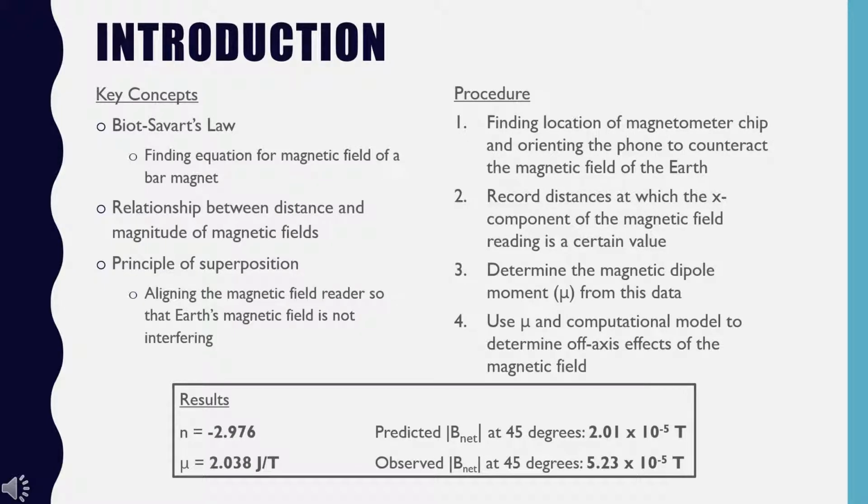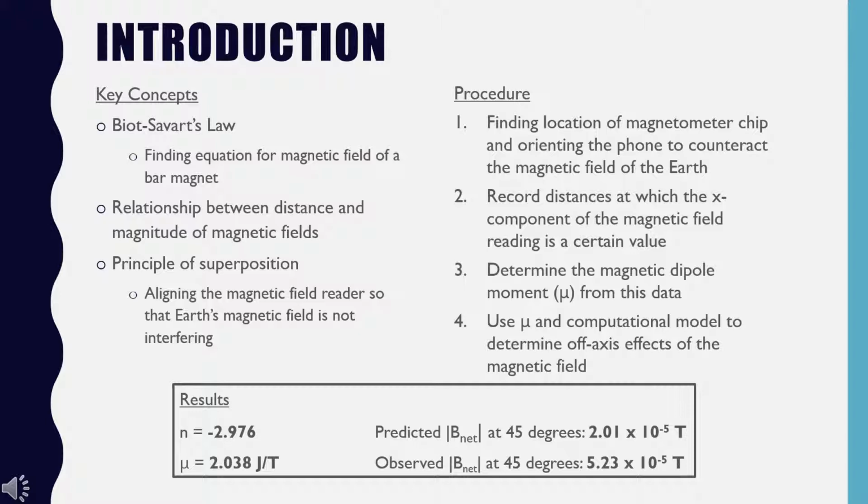This lab mainly focused on the magnetic fields of bar magnets and how distance and observation location affect the magnitudes and directions of the magnetic field at that point. Some important concepts from this lab include the Biot-Savart law, because this is used to derive the formula for finding the magnetic field of a bar magnet. It is also crucial to understand how distance affects the magnitude of a magnetic field.